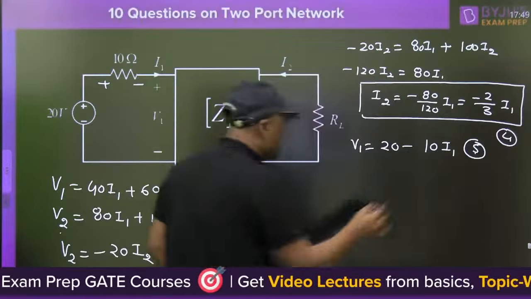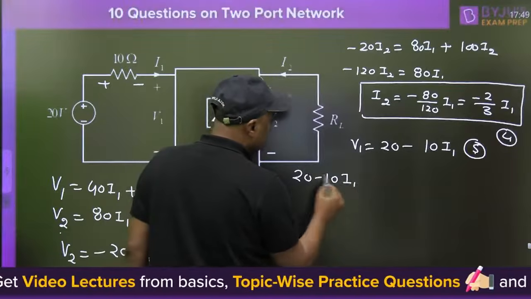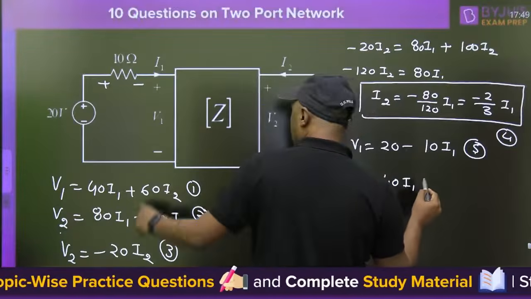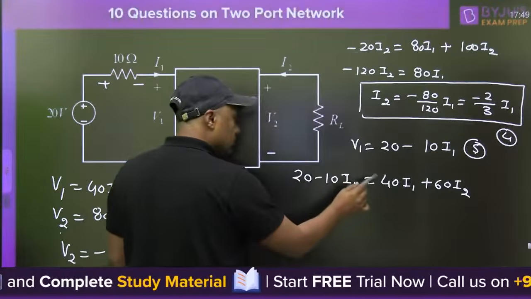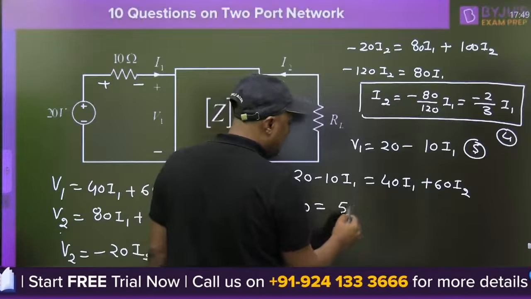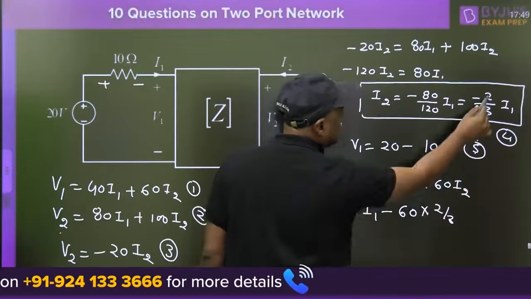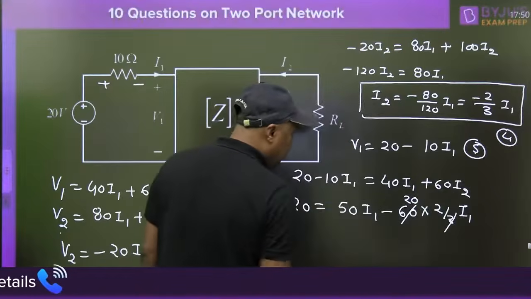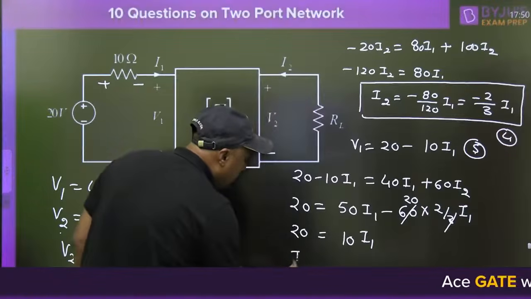Equation number 5, put 5 in 1. You will get 20 minus 10 I1 is equal to 40 I1 plus 60 I2. Then it will become 20 is equal to 50 times I1 minus 60 into 2 by 3, since we are putting the value of I2. Then 20 into 2 is 40, 50 minus 40 is 10 I1. This is 20. What is the I1? I1 is equal to 2 ampere.